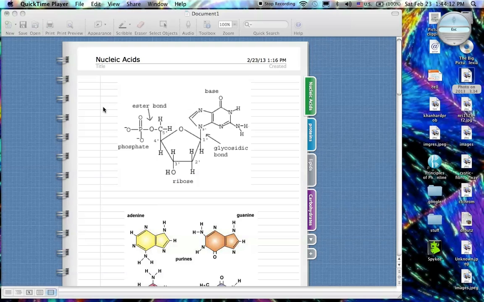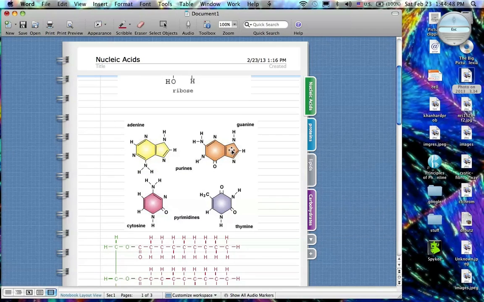If we look at this first image here, this is a picture of RNA. Over here we have our phosphate group, which has your phosphate and your oxygens attached to it. Then in the center here, this pentagon is ribose, and that is a sugar. And then over here you have your nitrogen base, and that can be one of the following four.